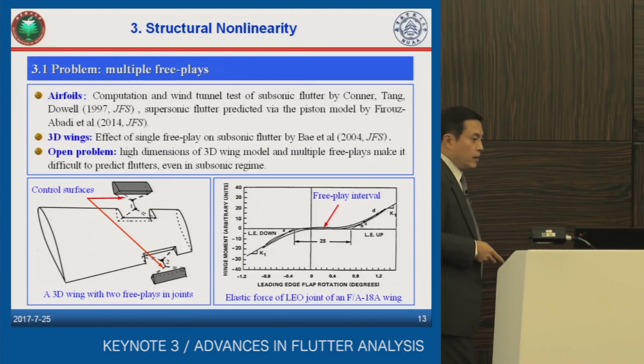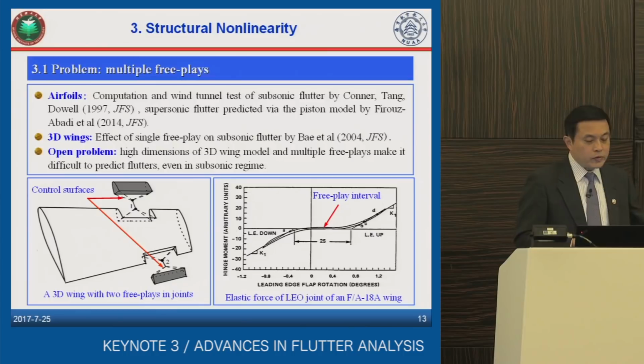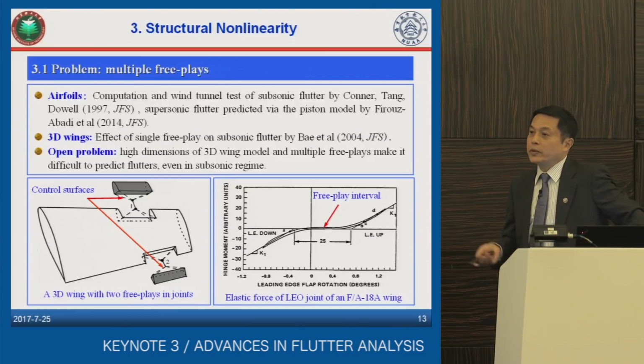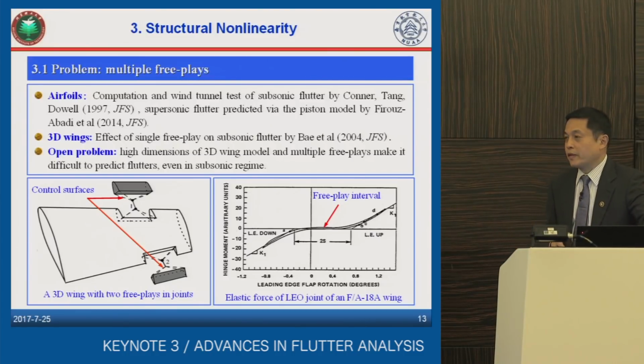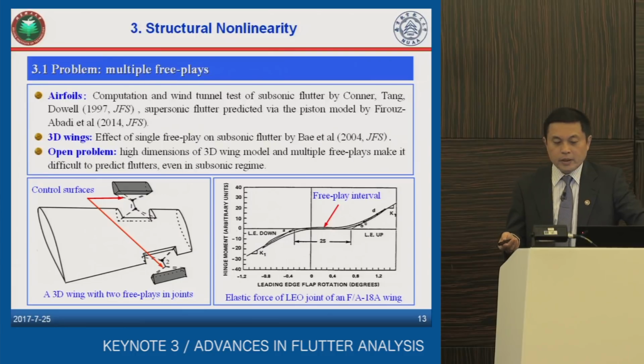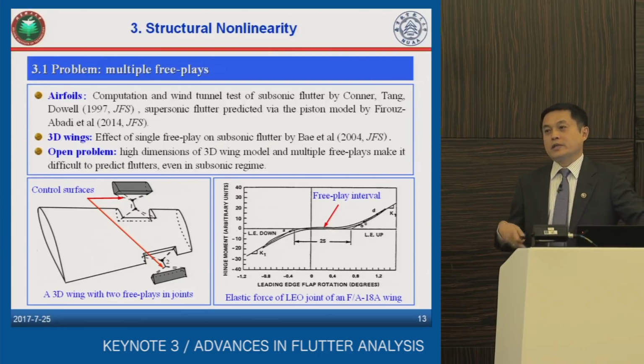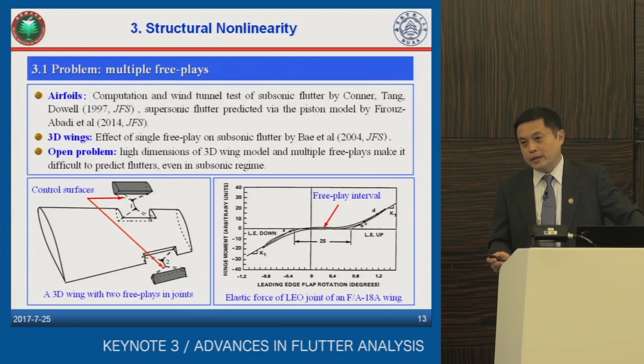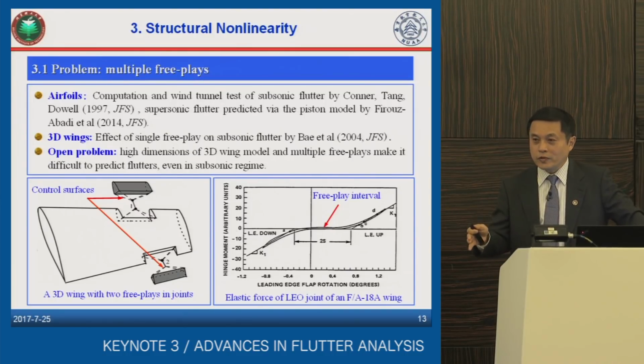So the open problem I have to solve is how to deal with the high-dimensional problems of a three-dimensional wing, which has, for example, several thousand degrees of freedom. Meanwhile, we also have several free plays, for example, in the joint of the control surface and wing, and also the joint of external stores and the wing.